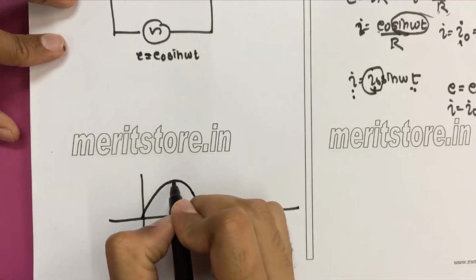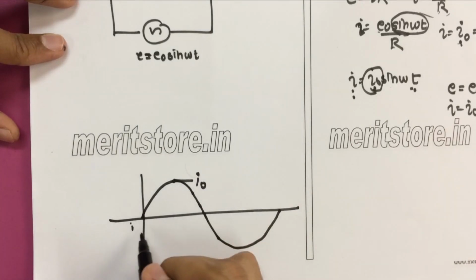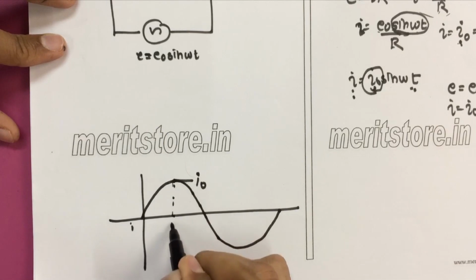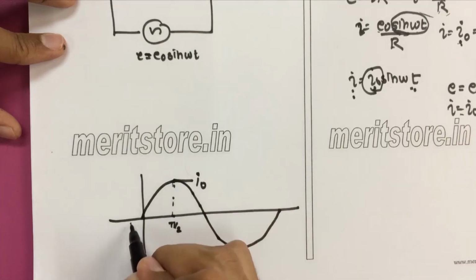So this is your I naught, which is nothing but the peak of your current, and this is your I, which is starting at t equals 0, and at the angle here, which will be pi by 2, 90. At 90, sine omega t will become 1, and hence you will get a maximum value for the current.